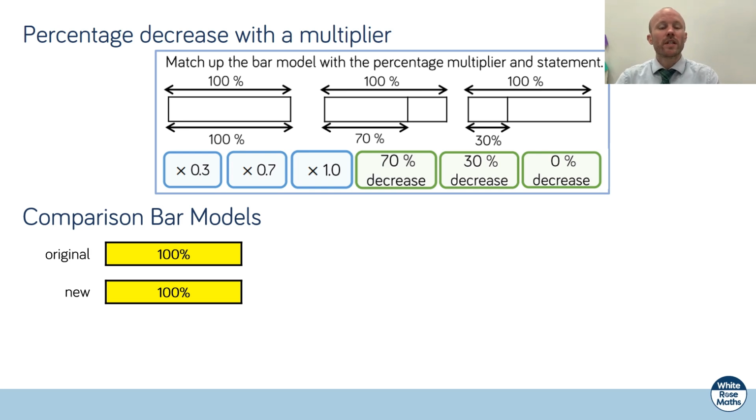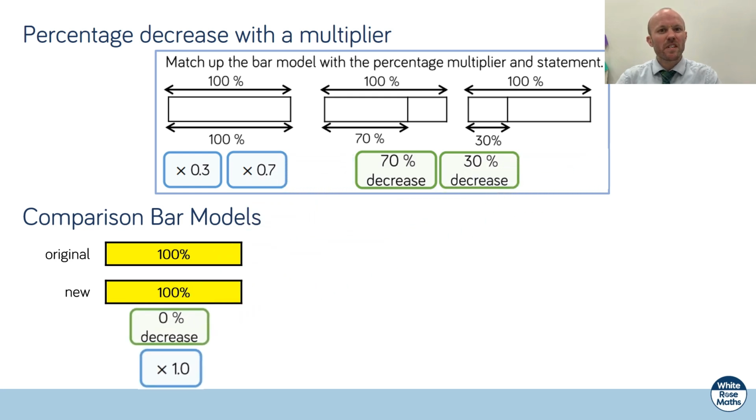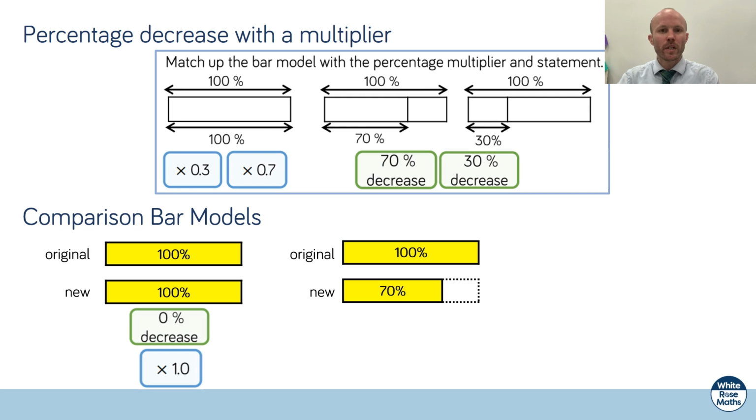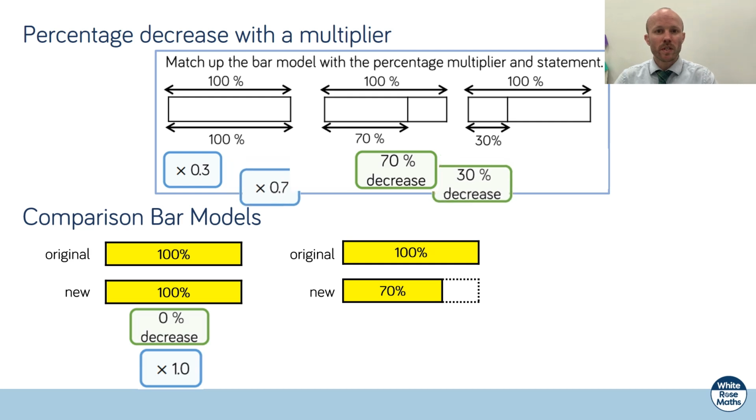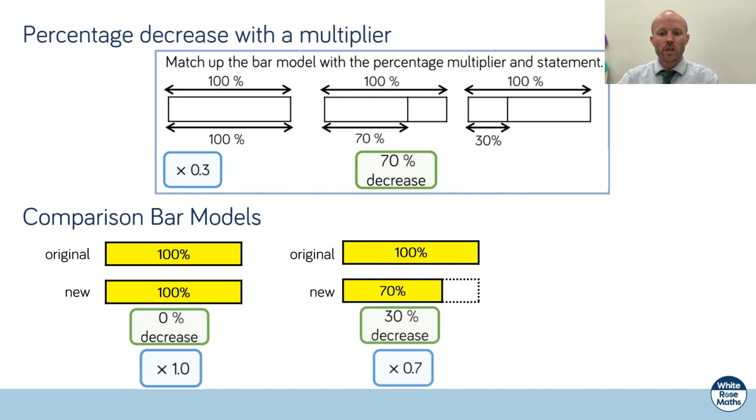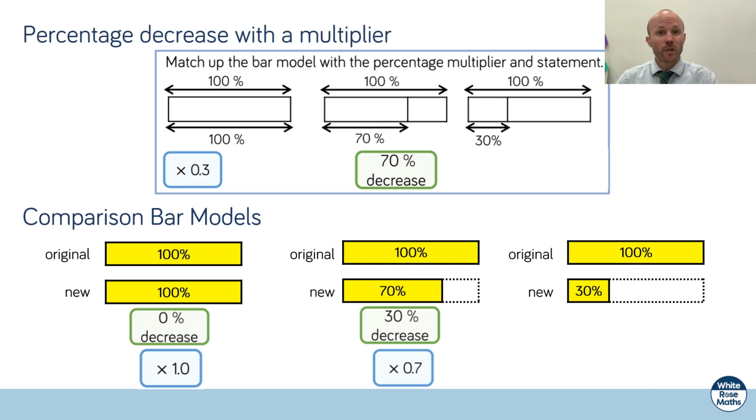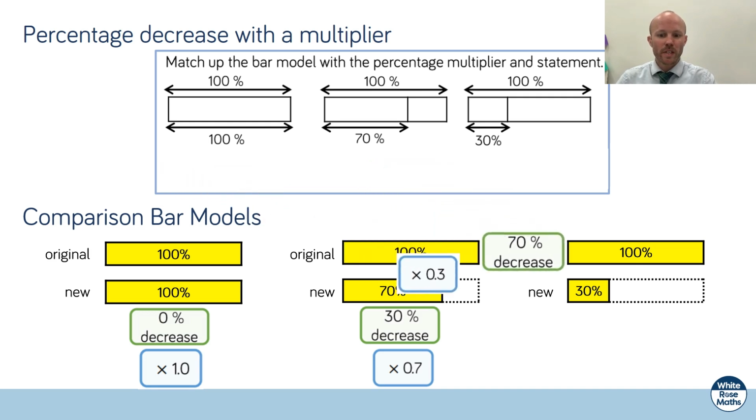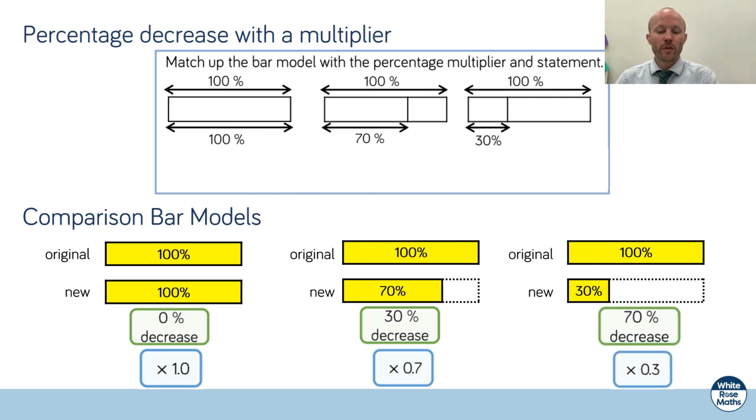So in this case, you can see there's been a 0% decrease and that the multiplier is therefore 1. In the second example, the original is 100% and the new is 70%, so that's been a decrease of 30%. So we're getting students to just think about what's being represented and how that could look as language and as an abstract operation. And the final one there has been decreased by a lot more. That's a 70% decrease with a multiplier of 0.3.